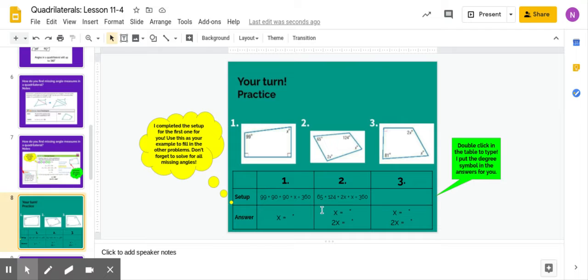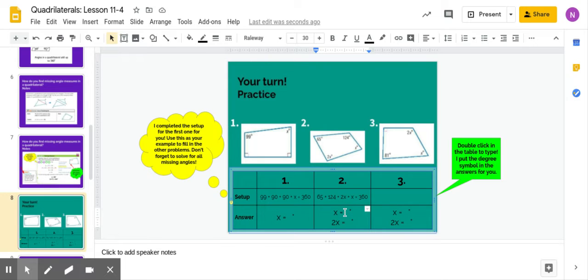So I'm going to combine 65 and 124. I'm going to add those together. And I'm going to add 2x plus x. That's going to give me 3x, right? And then from there, I will solve for what x is equal to. When I get what x is equal to, that's going to give me this angle measure right here. That's going to tell me what x is equal to. And that's going to give me this corner. But now I got to figure out what is 2x. Well, that is 2 times x, right? So I'm going to take whatever my measure was, whatever my degree was for x, and I'm going to multiply it by 2 to give me what this corner is equal to.